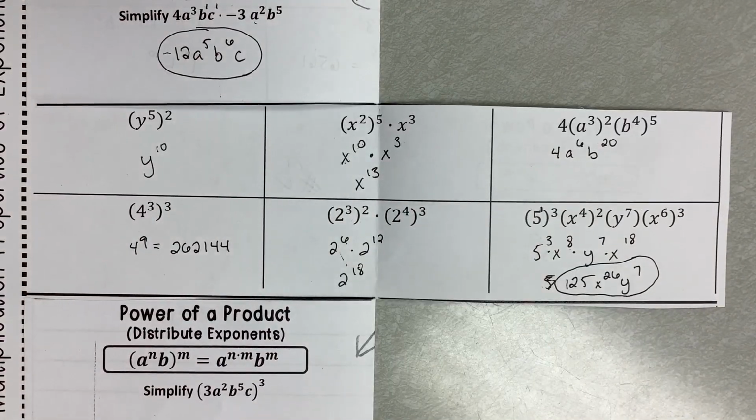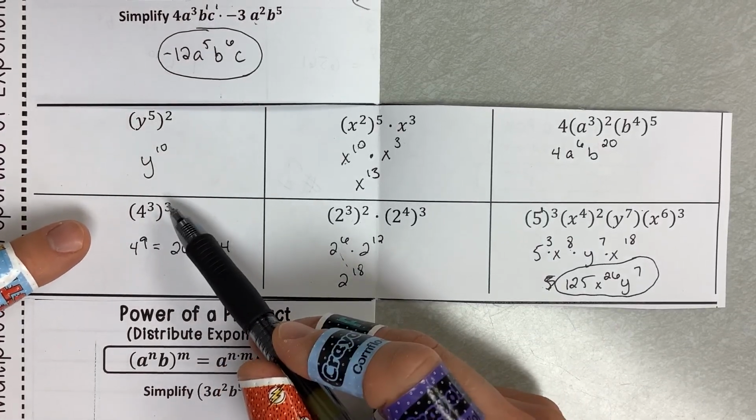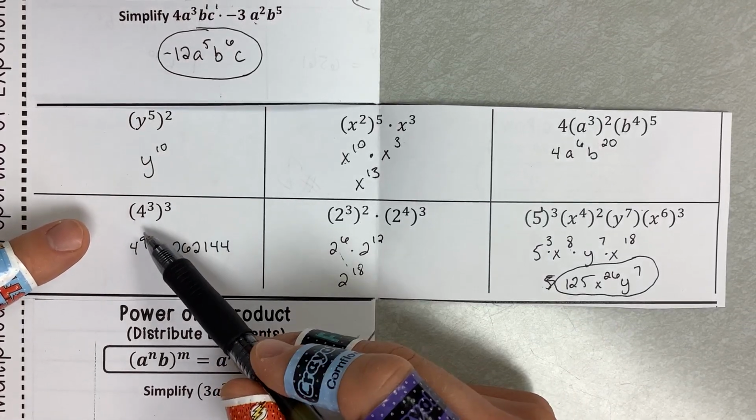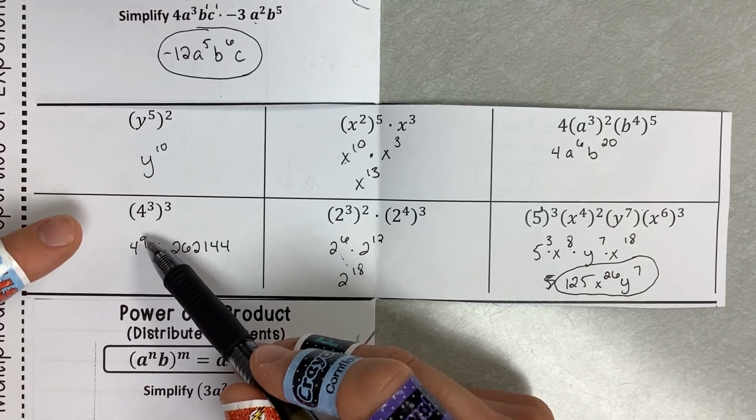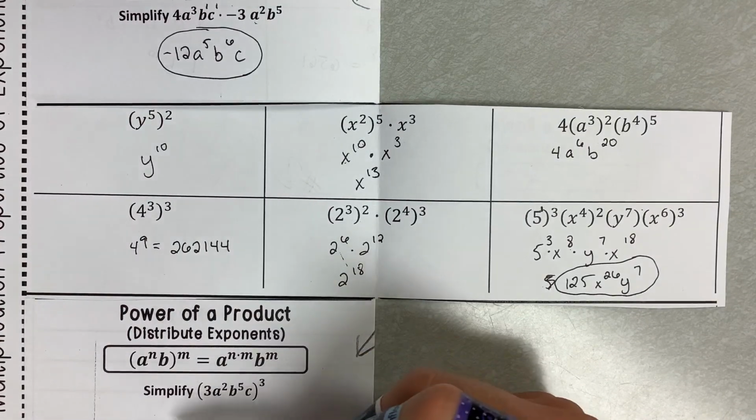Okay, check your work. See how you guys did. For this one right down here, I had 4 to a third raised to another third power. So I did 3 times 3, I got 9. So 4 to the 9th power. And because it's a number, I use my handy dandy calculator. That's what I got. I got 262,144.